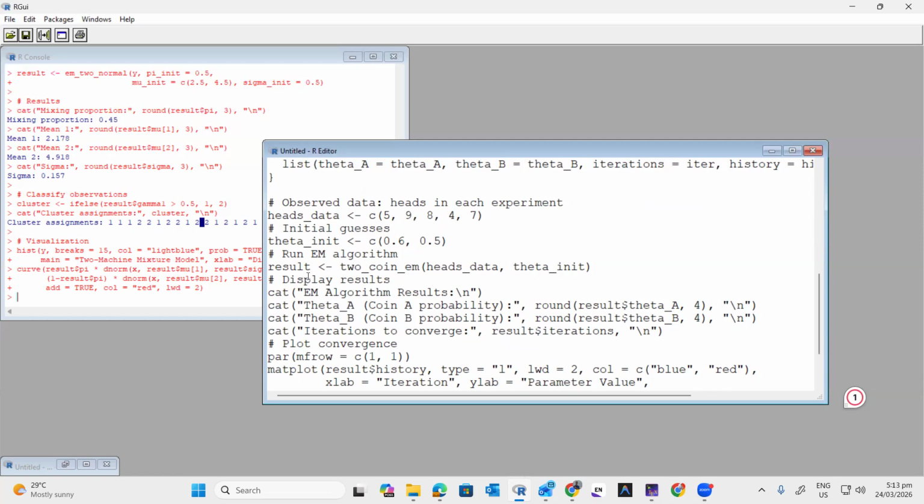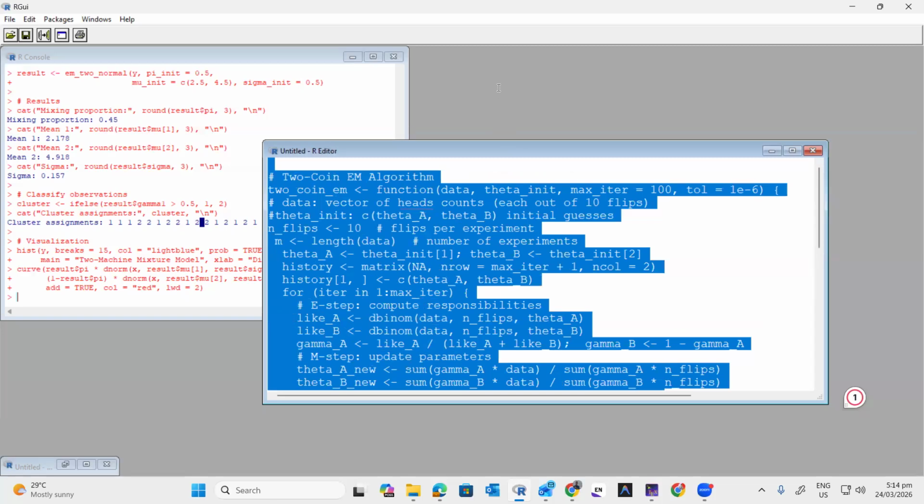In the result, two coin EM, that is the function. So we will give the heads data here and the theta initial value we will provide here. Okay, and it will contain the observed data, count of heads, and the initial values of the parameters. And then we will call the EM algorithm results, theta A and theta B, up to the decimal point 4 for each one, and the number of iterations. Okay, so we just run it up to here first.